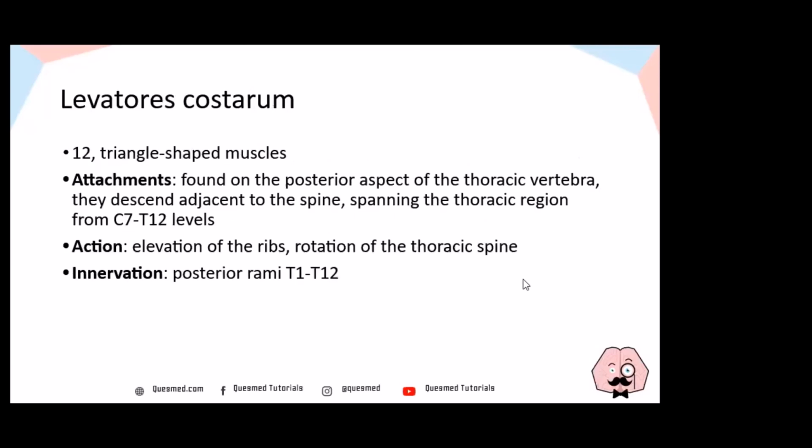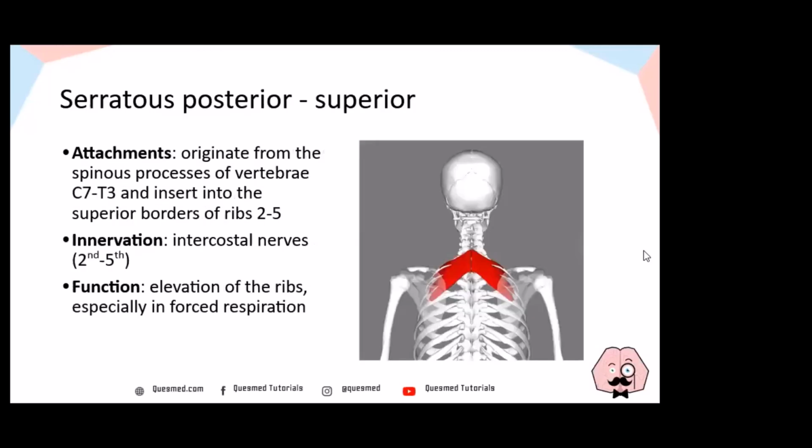Your levatores costarum, there are 12 of them. They're triangular shaped muscles, and you find them on the posterior aspect of the vertebral body, so they're very posterior, and they descend adjacent to the spine, and they span the thoracic region from T7 to T12, and they help elevate the ribs. And actually, this is one muscle which is not innervated by your intercostal nerves, because they're posterior. They actually come from the posterior rami of your T1 to 12 vertebrae.